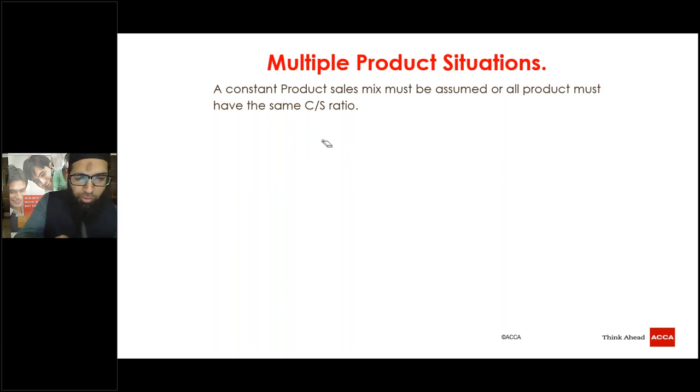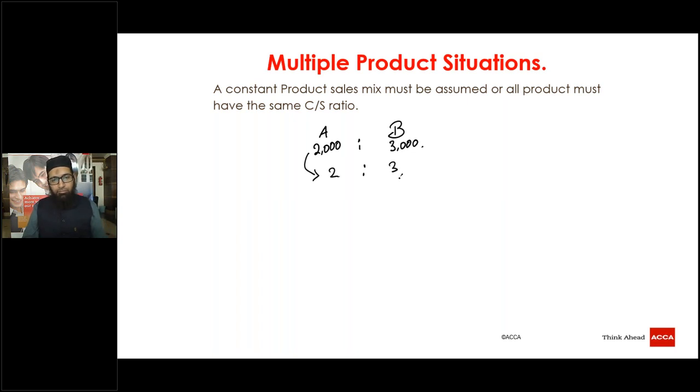For example, there are two products. Let me take it with an example. There are two products, product A and product B. And we have budgeted that 2000 units of A can be sold, and for B we have budgeted that 3000 units will be sold. Now if we take the ratio, this will be 2:3. So that means if as a company we sell 2 units of A, then we also sell 3 units of B.